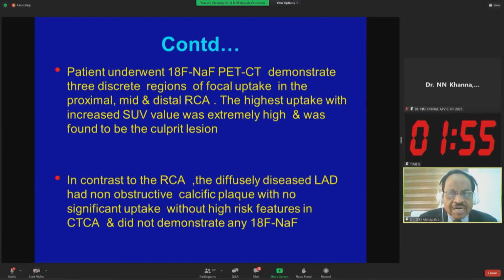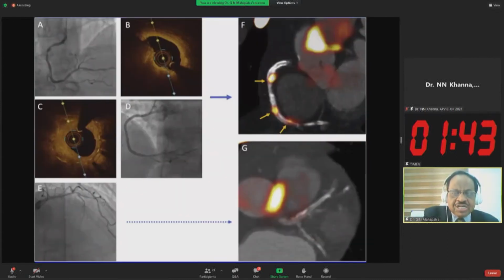One patient underwent a sodium fluoride PET CT, which demonstrated 3 discrete regions of focal uptake in the proximal, mid, and distal RCA. The highest uptake is similar. So if you can see here, there are multiple lesions with intense uptake. But compared to the lower images, here there is what is called a stable plaque.